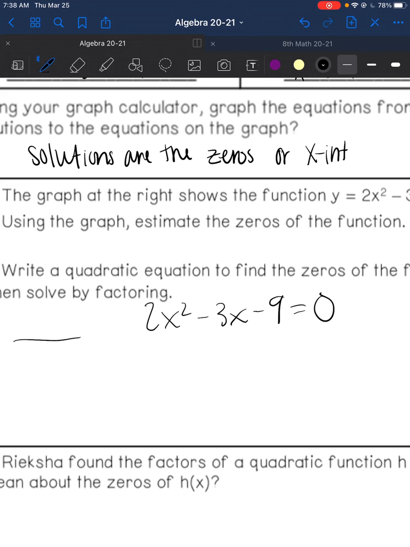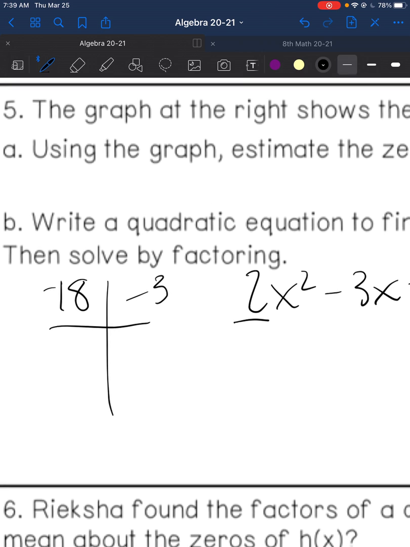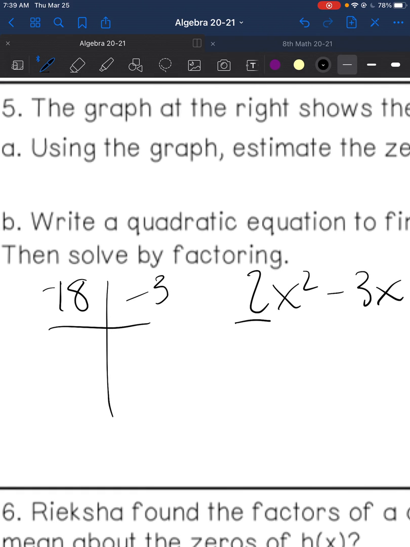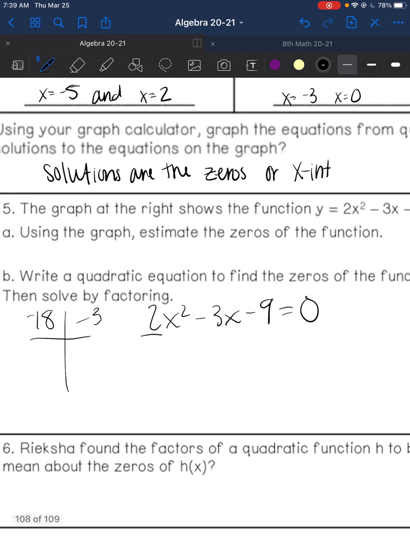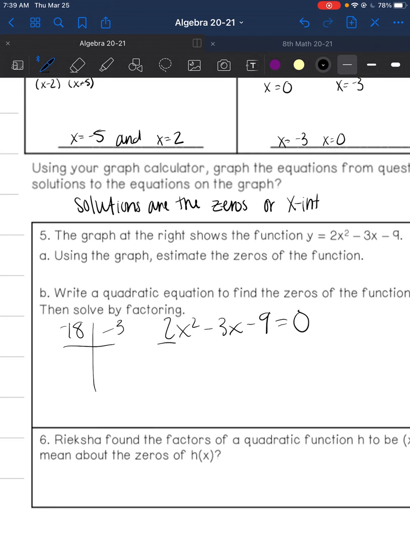So there's not a greatest common factor. Remember, if our a is anything other than 1, we take our a times c, and we want a product of negative 18 and a sum of negative 3. So this is using the grouping method. It should be that our x equals negative 1.5 and our x equals 3.